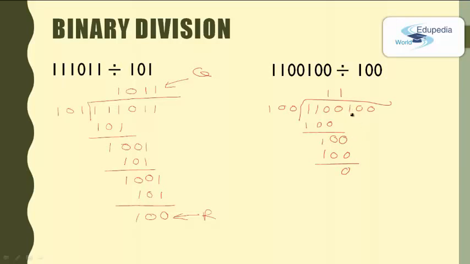Now we have to bring down this 1 into here and find out whether we can have a quotient. We cannot have any quotient. It is 0. And now we have to bring down this 0 to here, and again we have to find any quotient, but we cannot. It is 0. And again we have to bring down this 0 to here, and this time the quotient is 1. 1 multiplied by 100 is 100, and the remainder is 0. The answer is 11001.